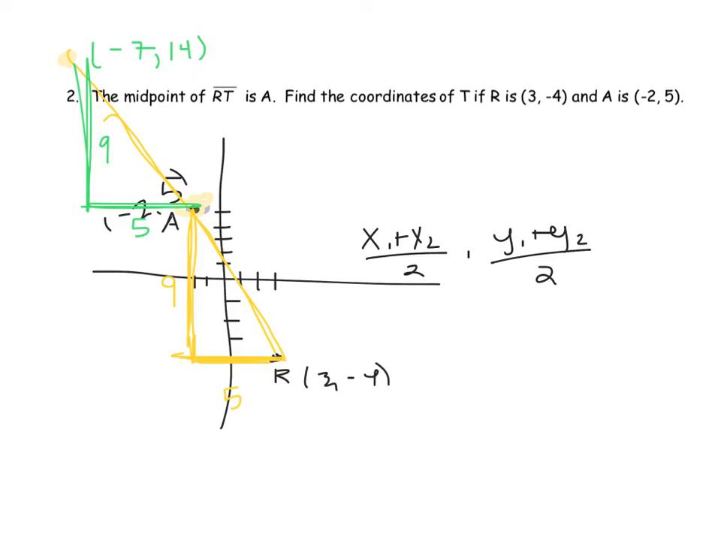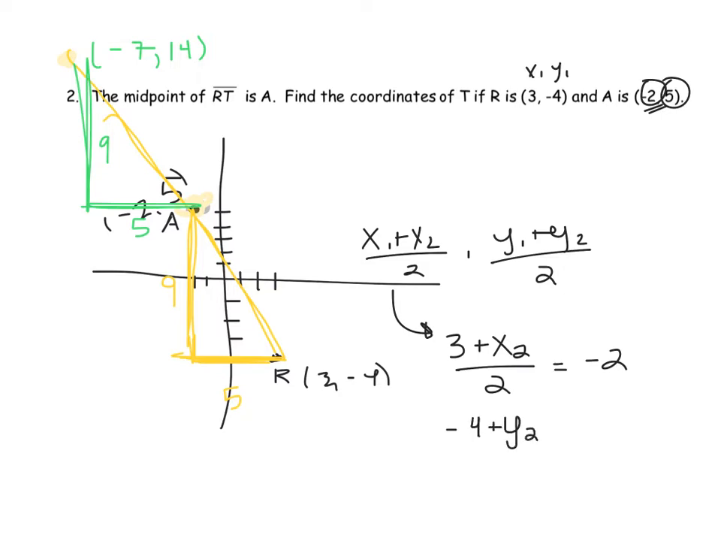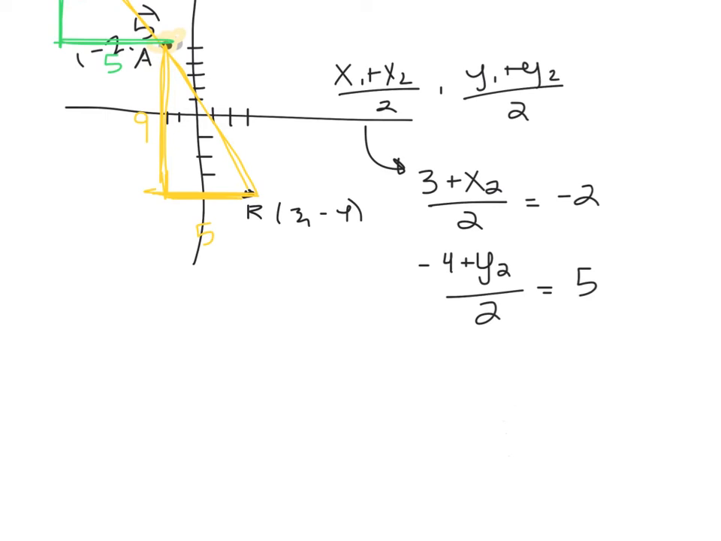when we take our endpoint r, x1, y1, and our midpoint of -2, 5, we know that 3 plus x2 divided by 2 has to give us the x coordinate of our midpoint, -2. And we know that for the y value, -4 plus our y2 divided by 2 has to give us our midpoint y value of 5. So we can also solve these algebraically.